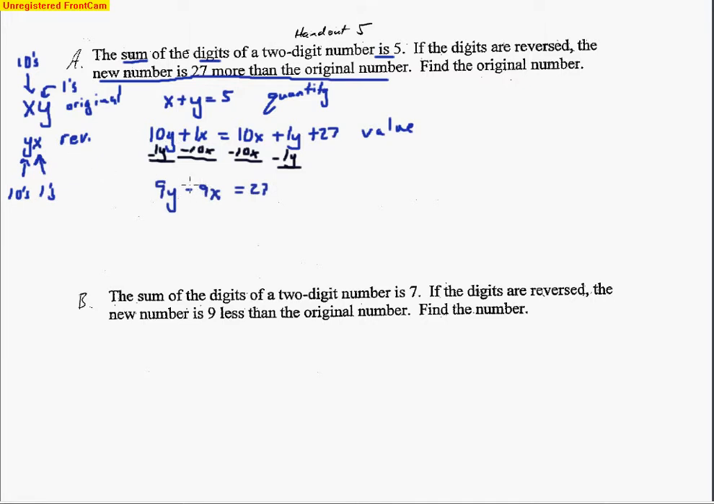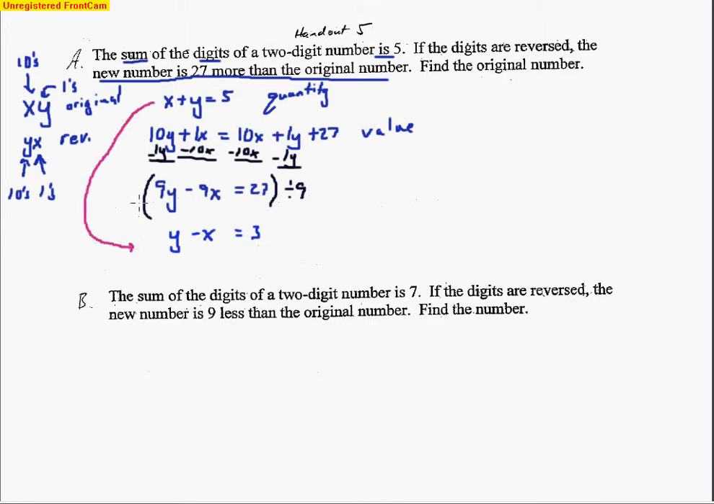I don't have the y's and x's lined up, but I'll do that in just a minute. See how they both have a 9? 27, 9 goes into that too. Let's divide every number by 9. When we do that, now we've got y minus x equals 3. Let's take this equation and put it down below, and let's line up the variables.